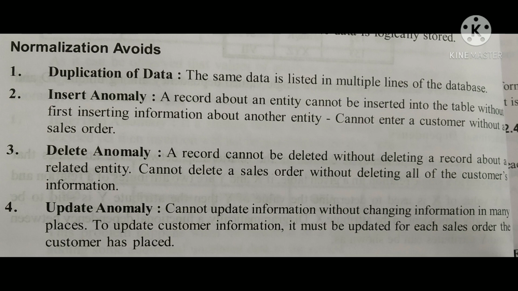The fourth one is the update anomaly. You cannot update information without changing information in many places. To update customer information, it must be updated for each sales order the customer has placed.